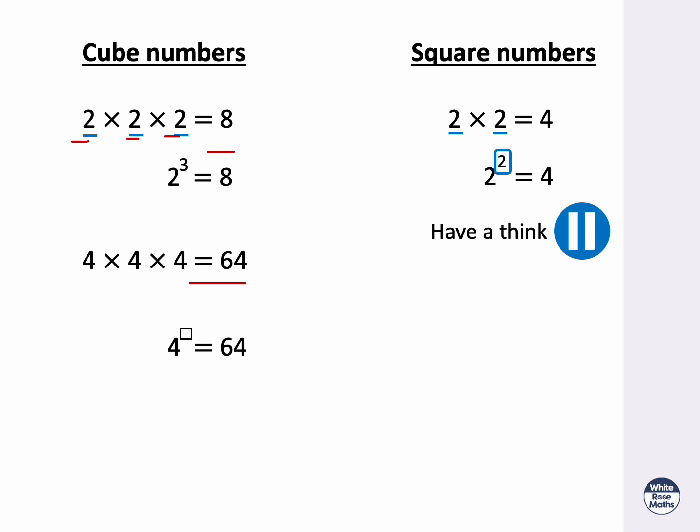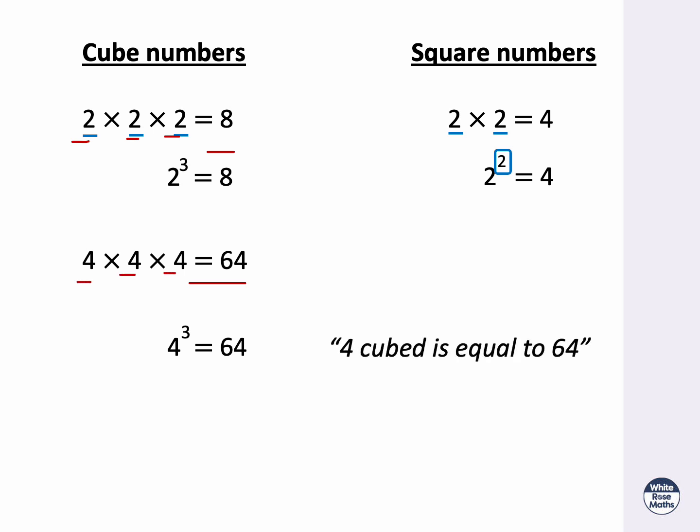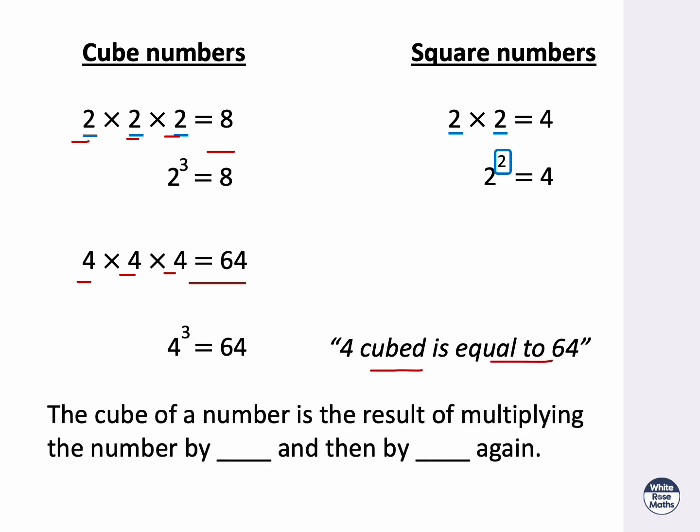So pause, guys, have a think. So looking now, 4 to the power of 3, because I've got three 4s timesed together. So 4 cubed is equal to 64, guys. So the cube of a number is the result of multiplying the number by itself and then by itself again. So you're timesing it by itself essentially twice, if that makes sense. And then by itself again.